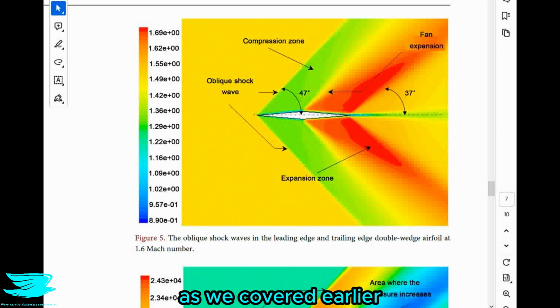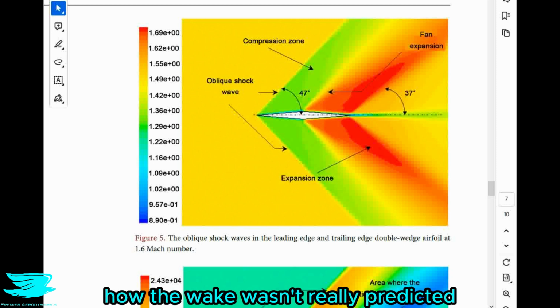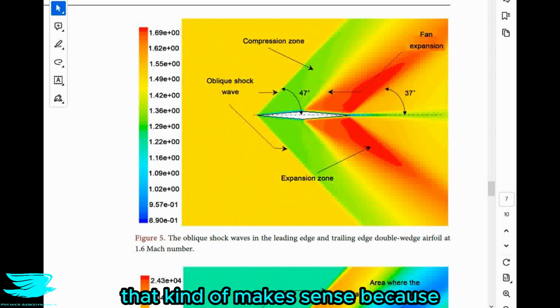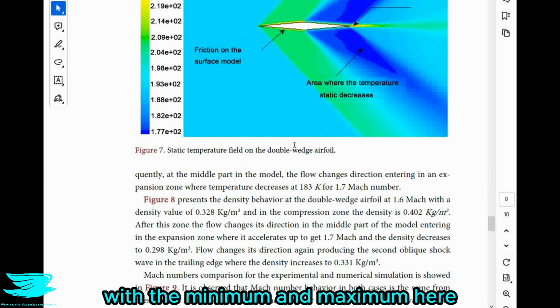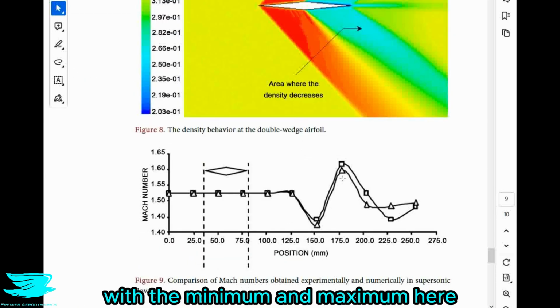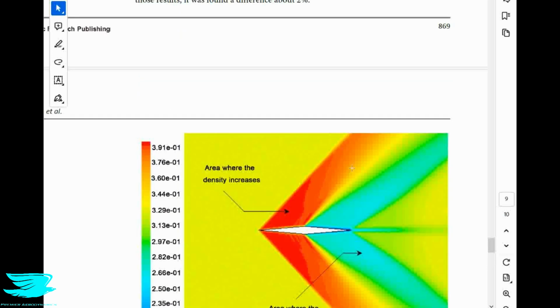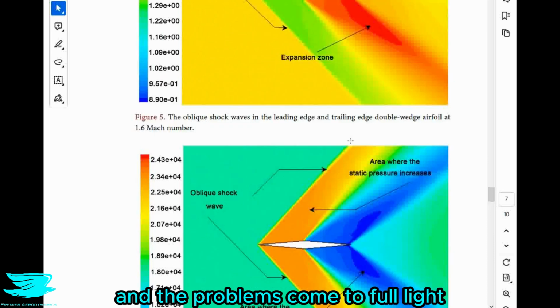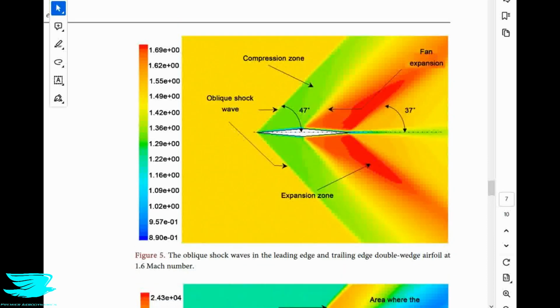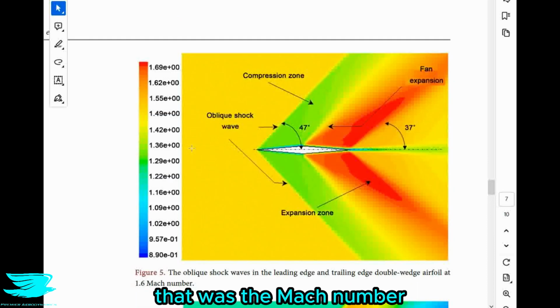And we covered earlier how the wake wasn't really predicted all that well. And that kind of makes sense because there were some minor differences in the Mach number along the airfoil. Remember, with the minimum and maximum here compared to the experimental data. And when you get to the wake, well, all the chickens come back to roost and the problem comes to full light. So that was the Mach number.